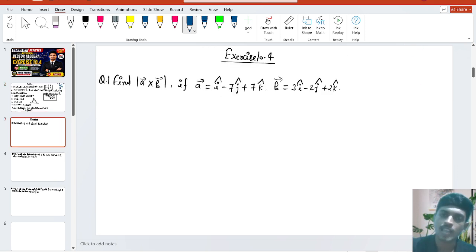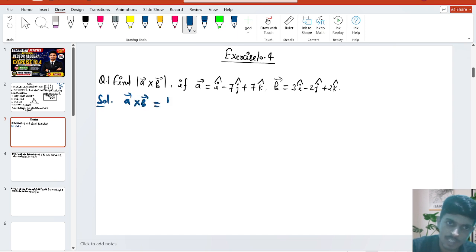So exercise 10.4 here is based on the NCERT pattern. Question number 1: we need to find the modulus of vector A cross B, if vector A equals this and vector B equals this. So for the solution, first we find vector A cross vector B.